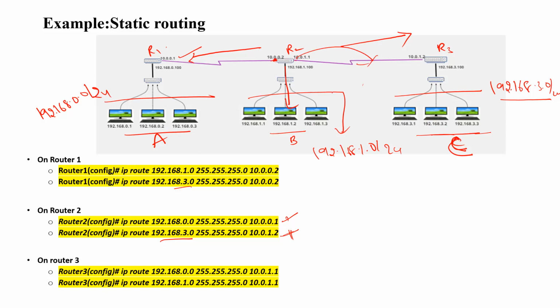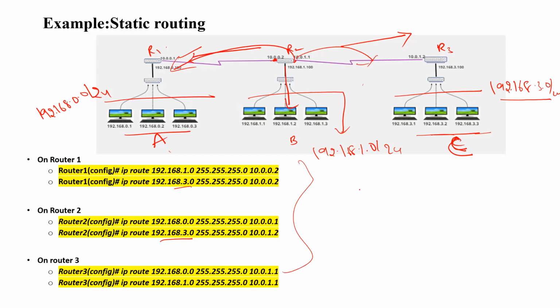This is the point. And for C to A, if you want to reach, it has to come here and then from here to here. So based on the path, we have to configure the routing tables. This is what static route is about.